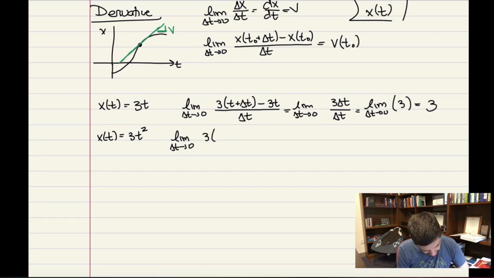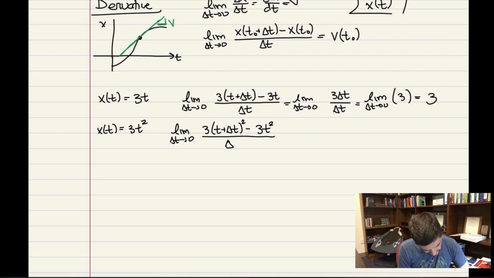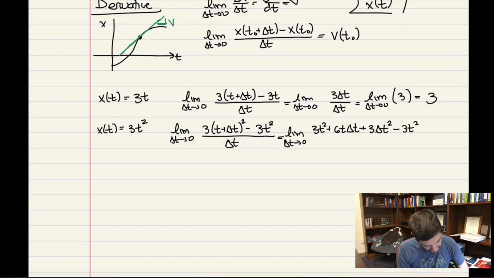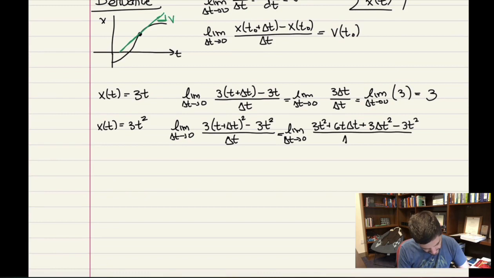So first thing, I would say 3t squared, but I would plug in t plus delta t, all squared, minus 3t squared, all divided by delta t. Recopy the limit. So then I can multiply that out. So that becomes 3t squared plus 6t delta t plus 3 delta t squared, all minus 3t squared, all divided by delta t.